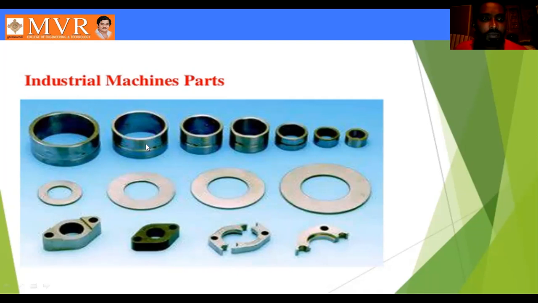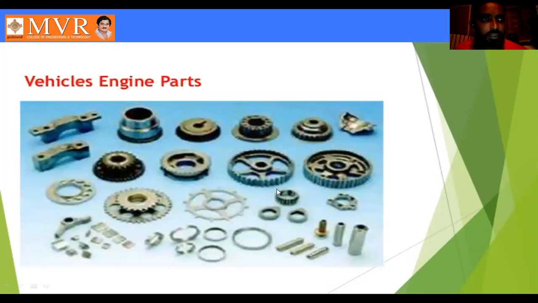Next, see here, vehicle engine parts. How are we making vehicle engine parts? By using this type of methods we are manufacturing this type of product. So it is a very good production industry, also one of the very good production industries.